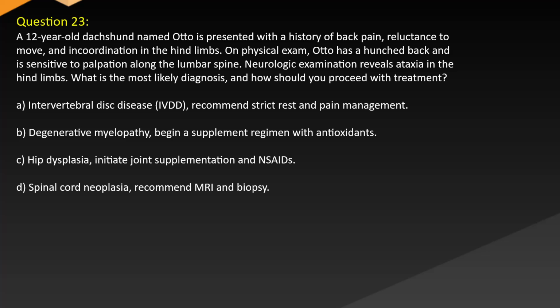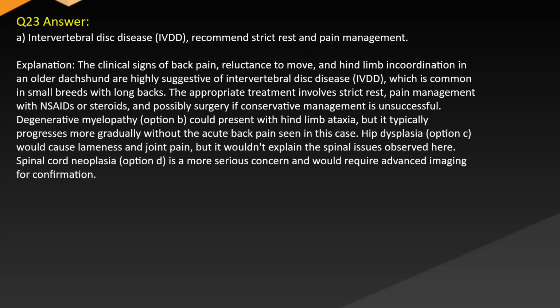A. Intervertebral disc disease. I'd recommend strict rest and pain management. B. Degenerative myelopathy. Begin a supplement regimen with antioxidants. C. Hip dysplasia. Initiate joint supplementation and NSAIDs. D. Spinal cord neoplasia. Recommend MRI and biopsy. Answer A. Intervertebral disc disease. I'd recommend strict rest and pain management.